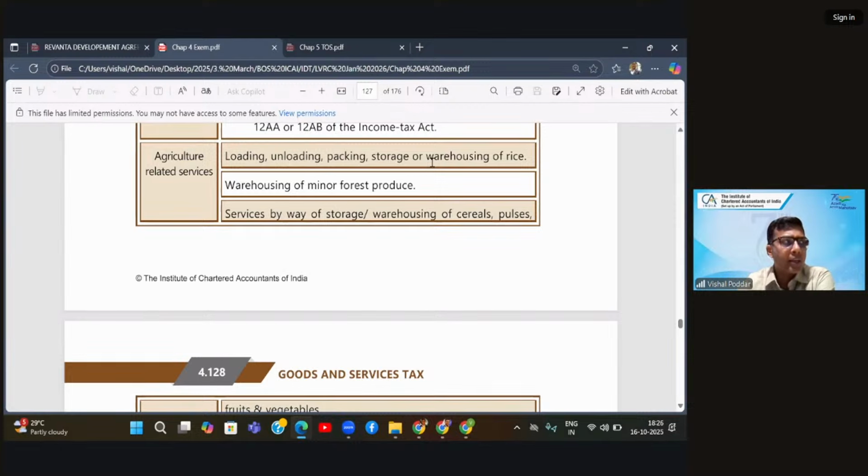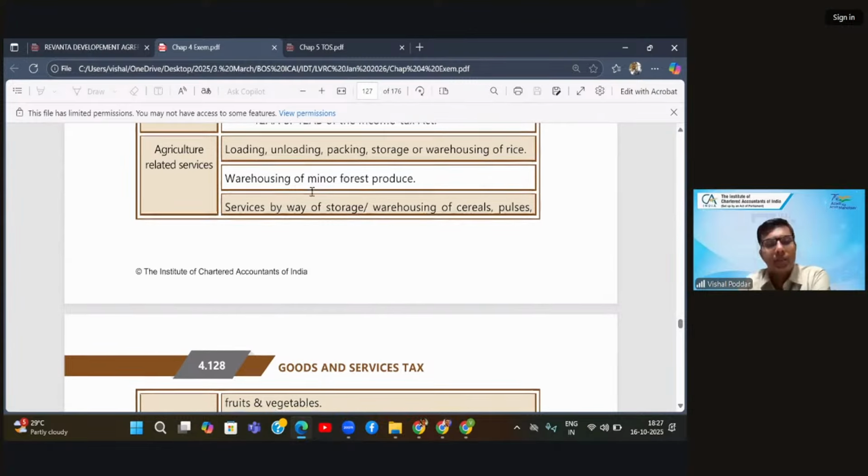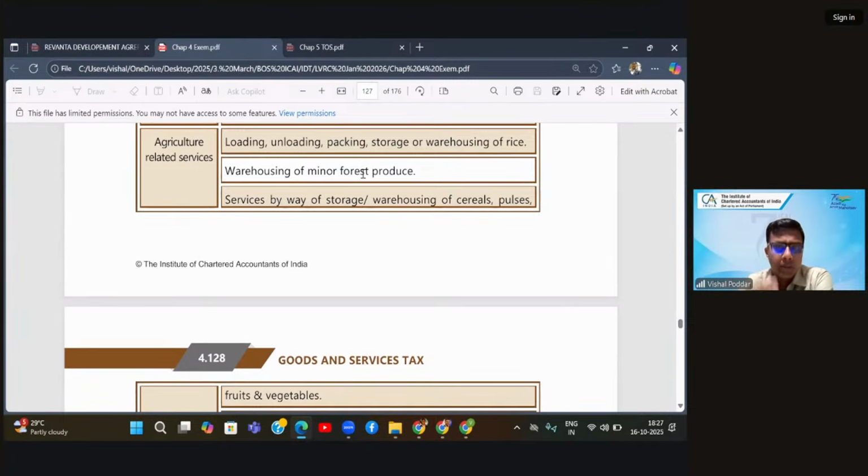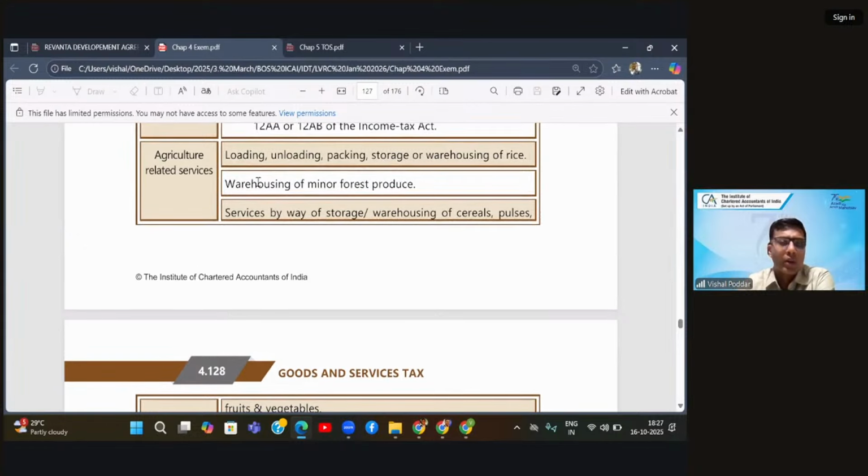So once agricultural output is produced, the harvest is done, it is cut. After that, you perform all these services. Now, all these services are not exempt for any item of agricultural produce. In the first entry, it is exempt only for one item, which is rice. Yes, you'll find similar services given further, but they are again for specific items. So first is for rice.